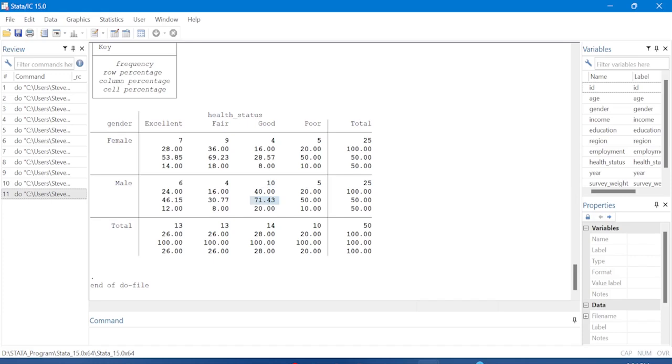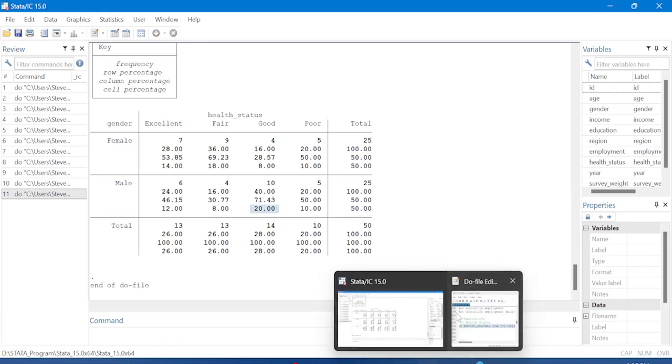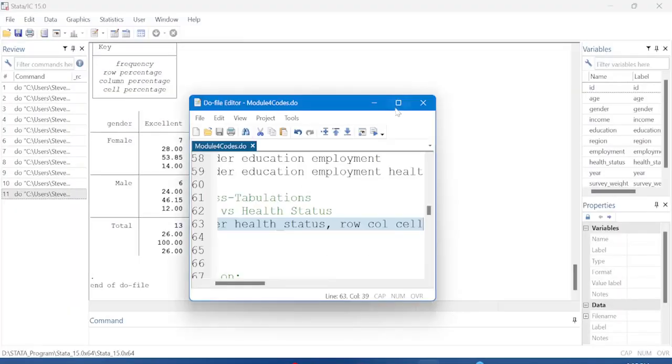We get 71%. And this 20% comes from 10 over 50 times 100. We get 20%. I hope you can do the rest and you can understand now. Thank you.